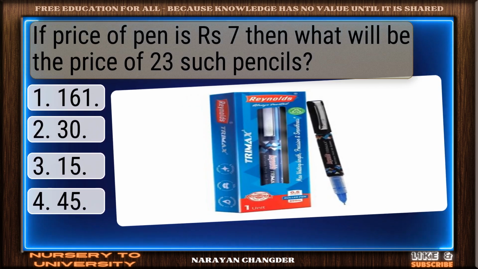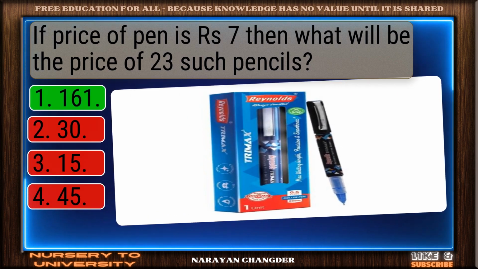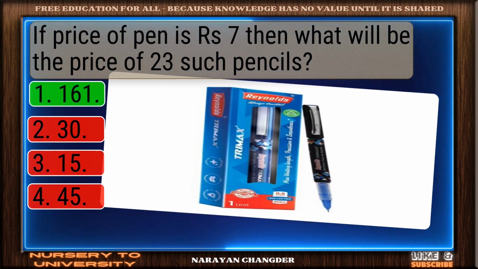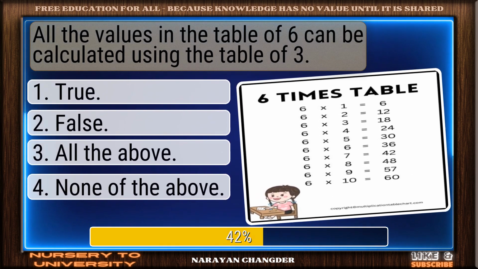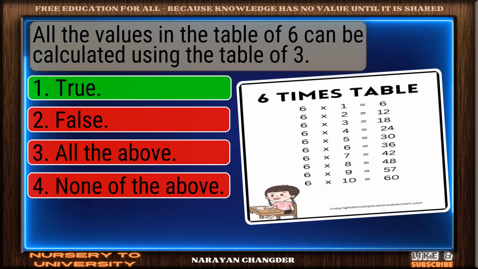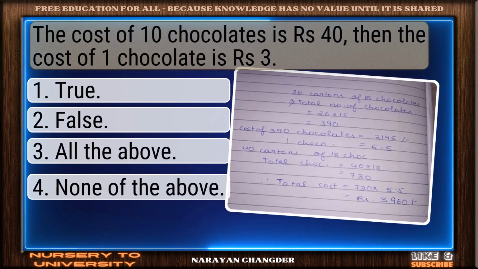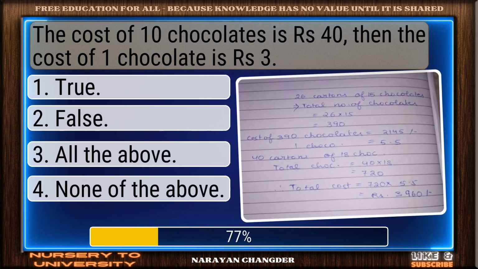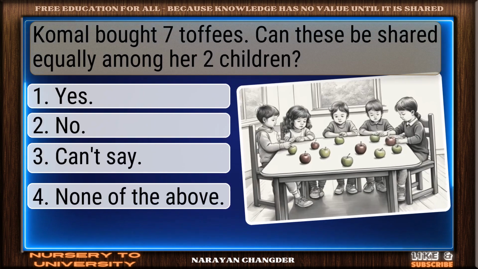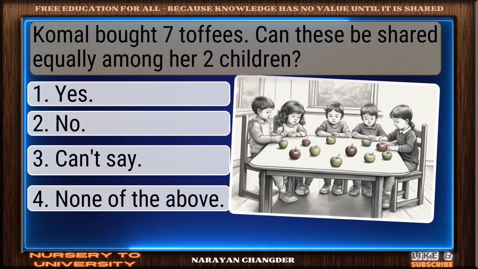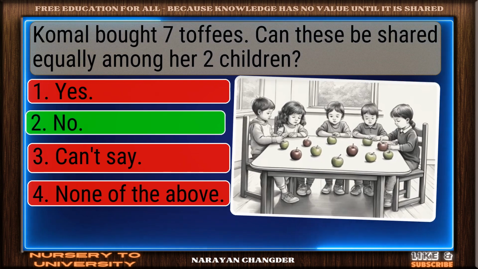If the price of a pen is Rs 7, then what will be the price of 23 such pens? 161 is a solid answer. All the values in the table of 6 can be calculated using the table of 3. Excellent. True is a brilliant choice. The cost of 10 chocolates is Rs 40, then the cost of 1 chocolate is Rs 3. Well reasoned. False is the correct choice. Komal bought 7 toffees. Can these be shared equally among her 2 children? Solid response. No is a valid choice.